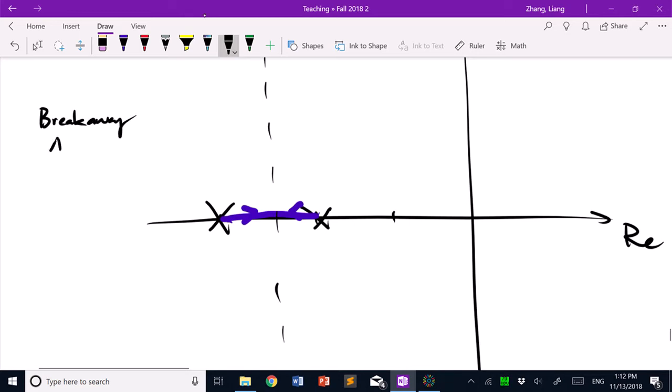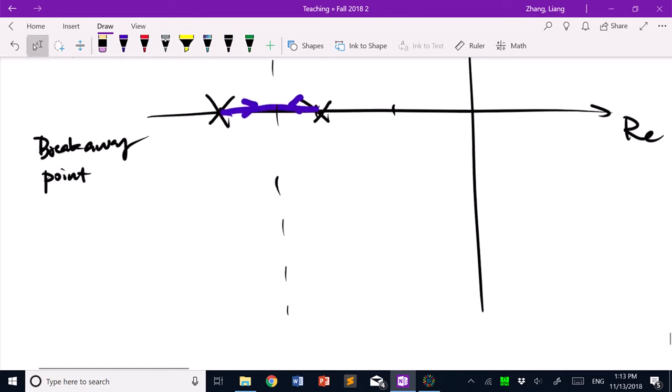The breakaway angle will be 90 degrees since you have exactly two poles involved. The breakaway point can be calculated using the method we discussed earlier. And the method we discussed earlier says the following. You can use one of the methods, right?